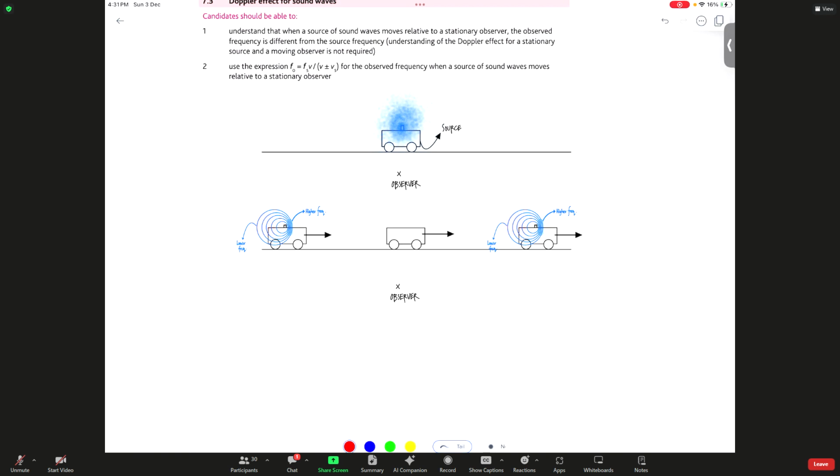Please explain why it depends on the person standing in front of the car. It depends on the observer. I think this whole effect is exclusive to the observer. The source has nothing to do with it.